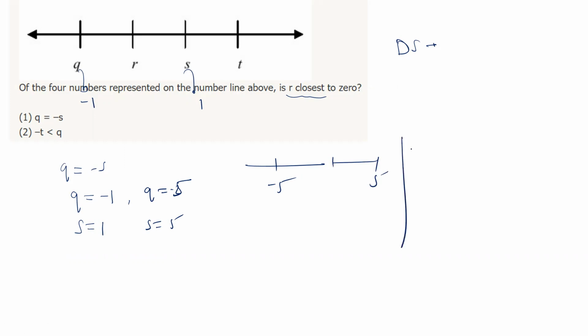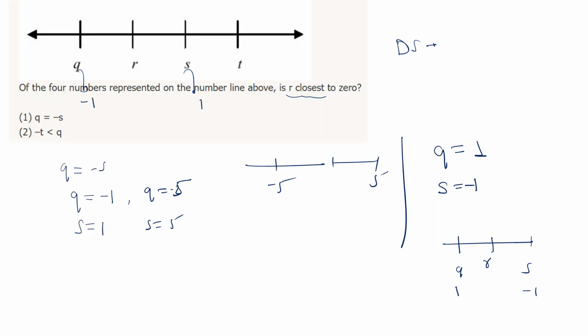You can consider one more thing. Why Q is equal to negative only? Can we take it as positive? Yes, Q can be equal to 1. In that case, S should be equal to -1. But again, you can see that if this is Q and this is S, it should be 1 and -1, then again there is a value 0 between them. That means R is closest to 0 in all the cases. We can say that statement number 1 is sufficient to give the answer.